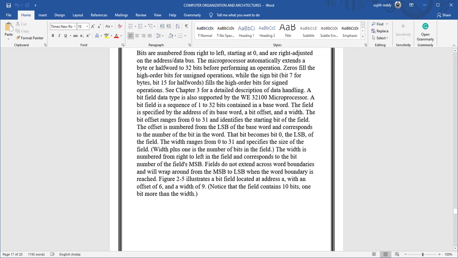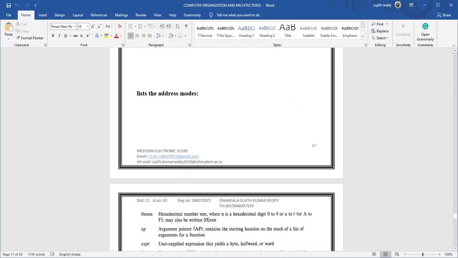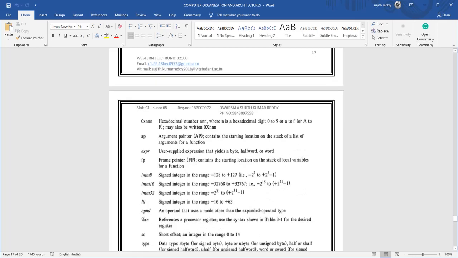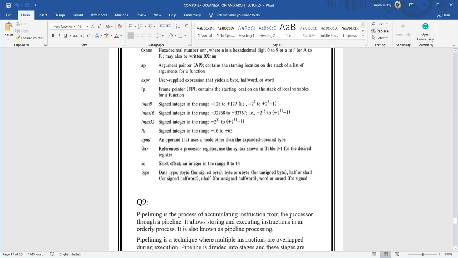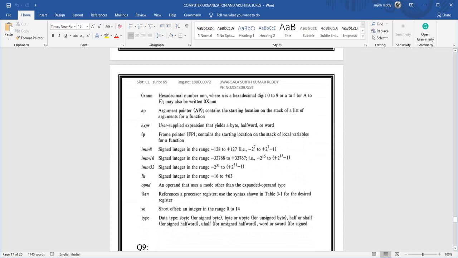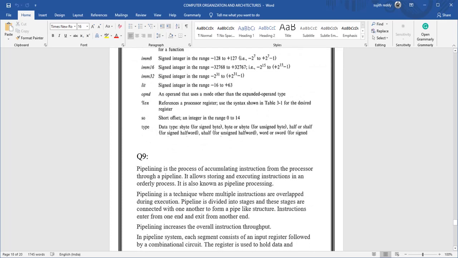So this will cover the next question, and these are the listed address modes. Hexadecimal number NNN, where n is a hexadecimal digit. AP, argument pointer. So these are a few addressing modes. So we have 1, 2, 3, 4, 5, 6, 7, 8, 9, 10, 11 and 12 different types of addressing modes available in Western Electric 32100 in the 32-bit model. So let's go to the next question.